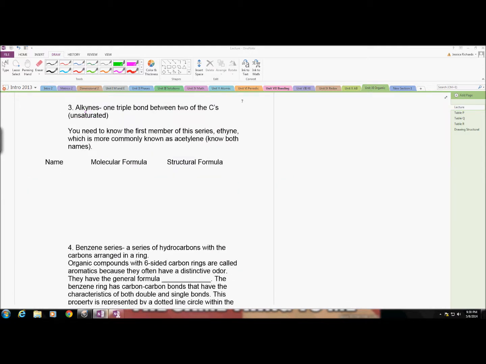Last hydrocarbon from Table Q are the alkynes. The yne ending tells you it's an alkyne. Of course, it's going to be unsaturated because you can break this triple bond. It has 1 triple bond in it. The first member, called ethyne, has 2 carbons because eth means 2 carbons. It also has the common name acetylene. So acetylene torches have ethyne in them. Ethyne would be its IUPAC name. The general formula for the alkynes is CnH2n minus 2. We're going to draw just a couple of these.